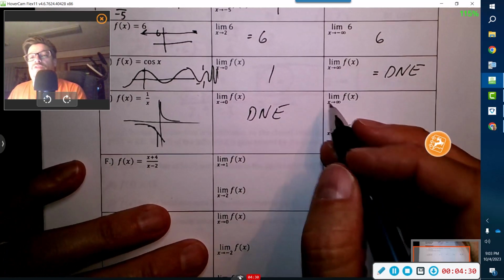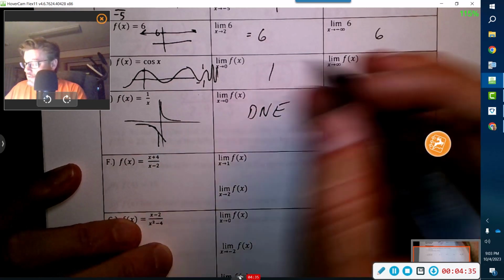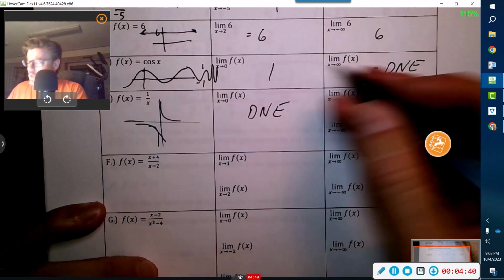Now, if we're going to positive infinity, you'll notice, though, that this guy does go to 0. This would be kind of a bottom-heavy situation, okay? That is bottom-heavy, so this guy would be 0.